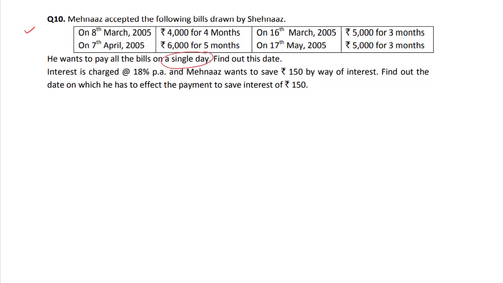He wants to pay all the bills on a single day. Find this average due date. Interest is charged at the rate 18% per annum, and Mehnaz wants to save 150 by way of interest. Find out the date on which she has to effect the payment to save interest of 150. Solution.